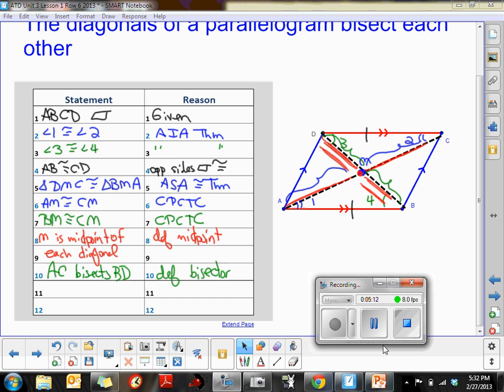Now, all four of those parallelogram properties are going to trickle down that tree into everything else that was directly below it. So everything that we just proved about parallelograms is true about rectangles, rhombuses, and squares.